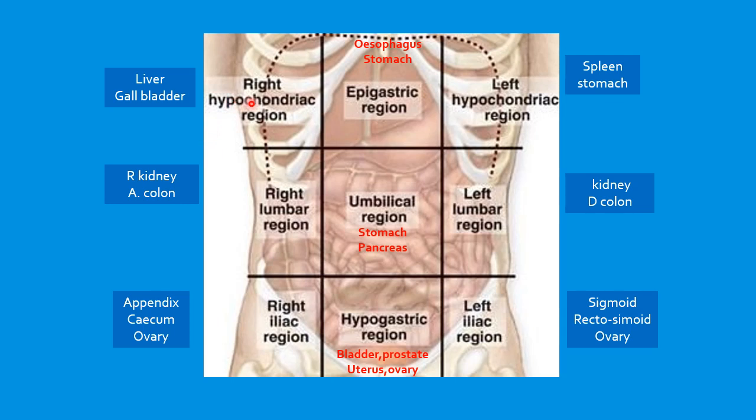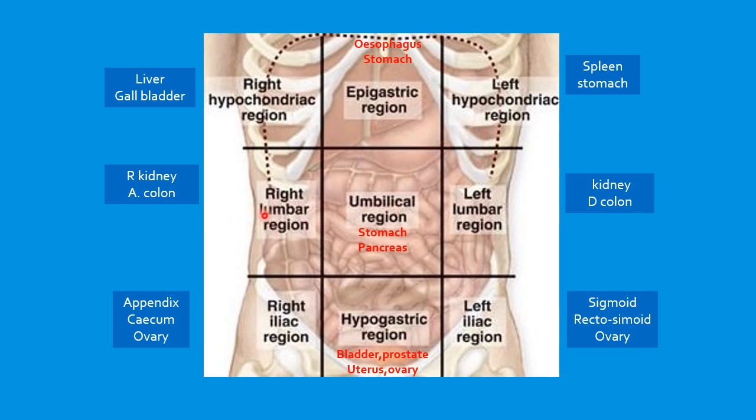Okay, this slide shows you a more detailed division of the abdomen. In this case, it is divided into 9 regions, classified as upper, middle, and lower regions. The upper region consists of the right hypochondrial region, which contains the liver and the gallbladder basically. The middle is called the epigastric region, which houses the esophagus and the stomach and part of the duodenum. And the left hypochondrium is basically where the spleen and part of the stomach are located.